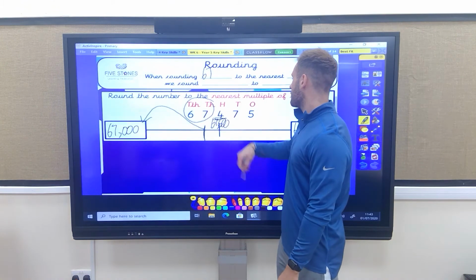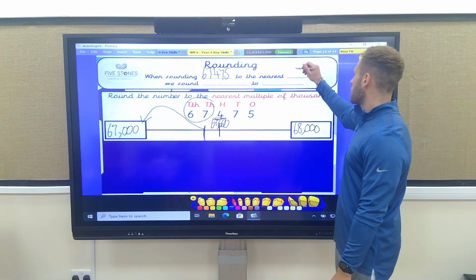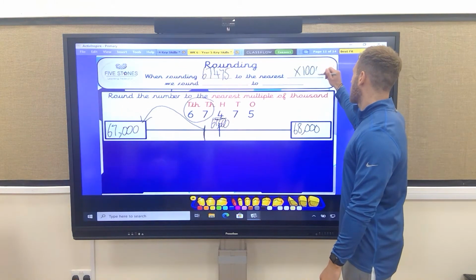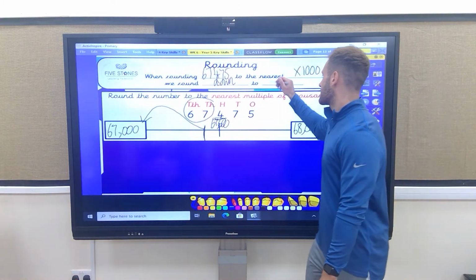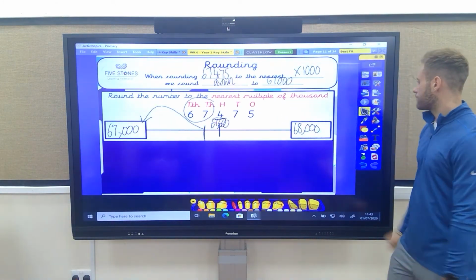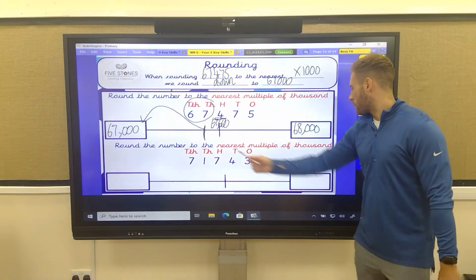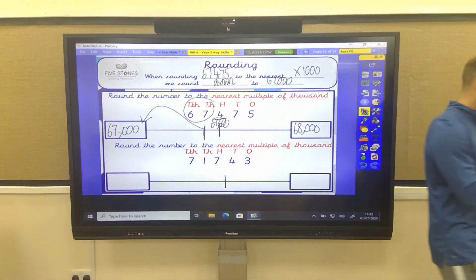So when rounding 67,475 to the nearest multiple of 1,000, we round down to 67,000. Great work. You're up. Round to the nearest multiple of 1,000. Pause the screen, give yourself some working out time.